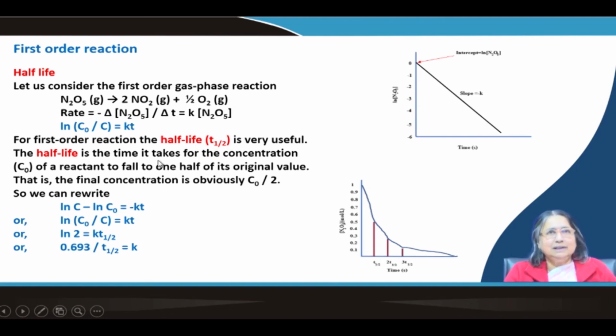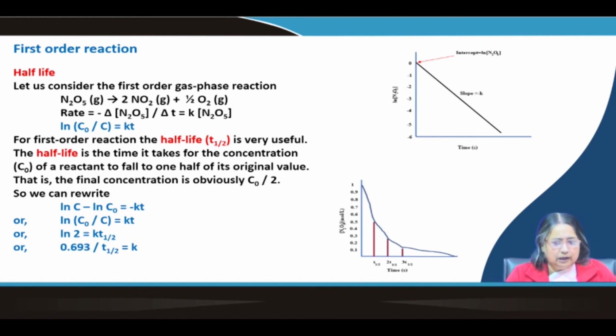Say for example, the original concentration is C. Then the time that will be taken for that reactant or radioactive element, whatever it may be, to come to its half concentration, meaning if you start with C, how much time it will take to come to C by 2, that time period is known as half life.